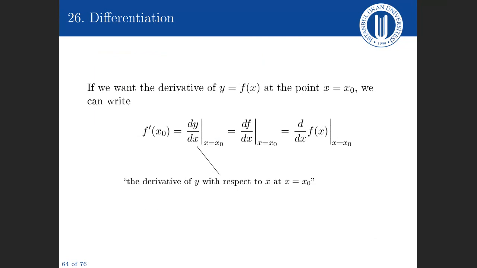Let's suppose we want to calculate, or we want to refer to, the derivative of y is equal to f of x at a particular point, at the point x equal to x0. Then again, we have different notations. I could write f prime at x0, or I could write dy dx at x is equal to x0. This vertical line means at. Or df dx at x equals x0, or d dx of f of x at the point x equals x0.